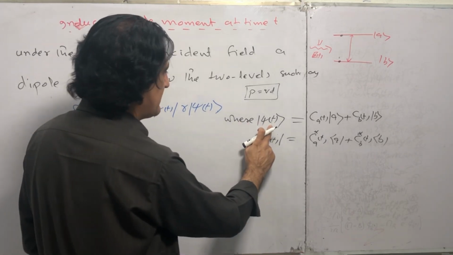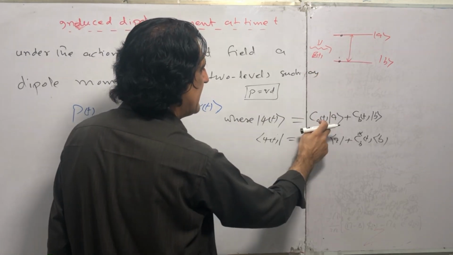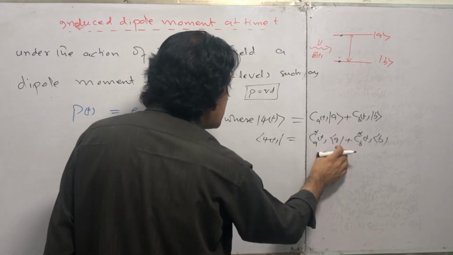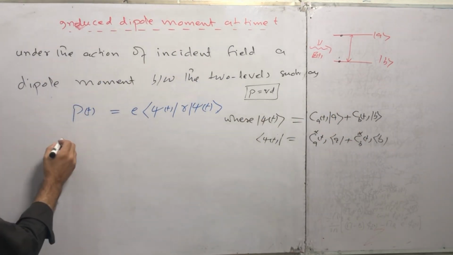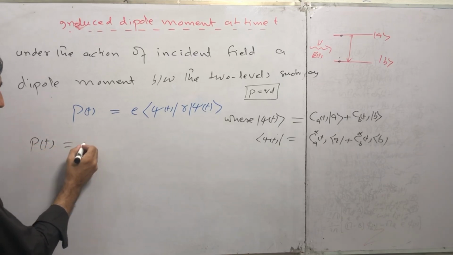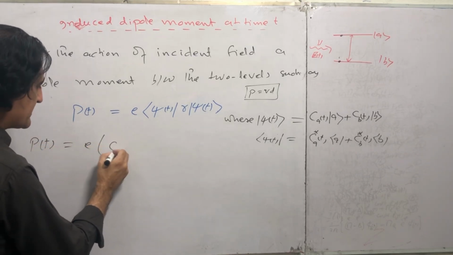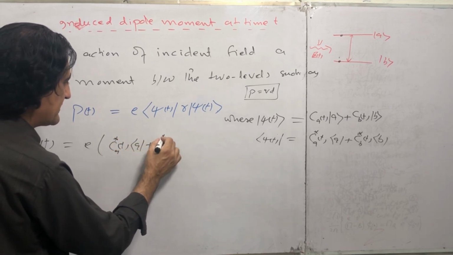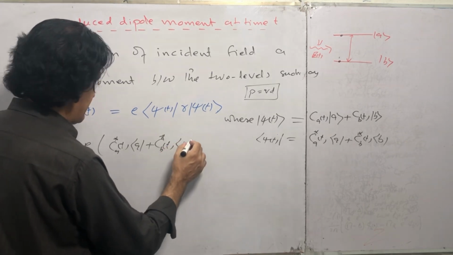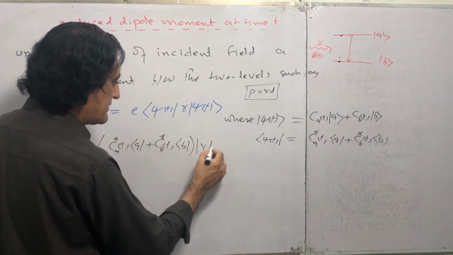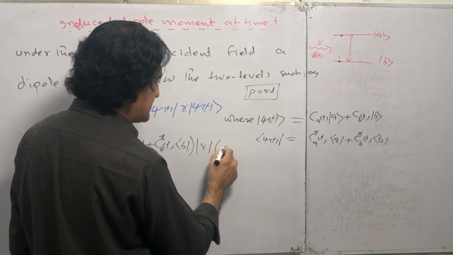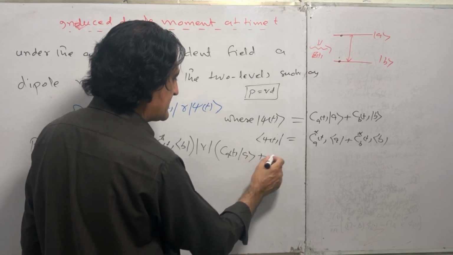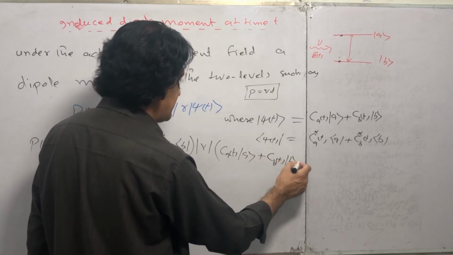And we have a state psi of this two-level atom, C_A(t)|A> plus C_B(t)|B>, and taking the conjugate, we have this. Now putting the values into this equation, we must have P(t) equal to C_A*(t)<A| plus C_B*(t)<B|, and er, then the state C_A(t)|A> and C_B(t)|B>.